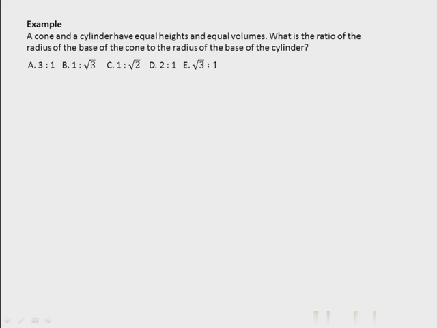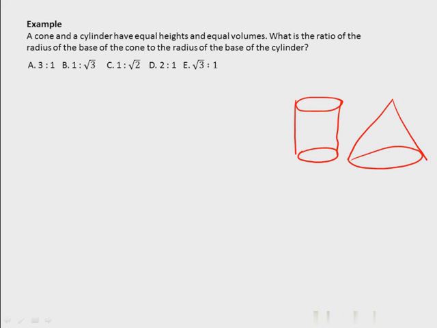A cone and a cylinder have equal heights and equal volumes. What is the ratio of the radius of the base of the cone to the radius of the base of the cylinder? So here's a cylinder. Here's the cone. Why have I drawn the cone broader? Well, because they have the same height. The heights are the same. So if the radius of the cylinder is r and the radius of the cone is big R, then of course the radius of the cone has to be bigger for them to have equal volumes.